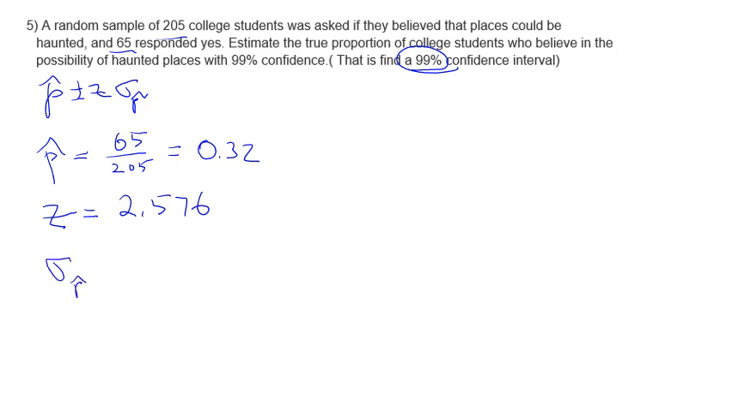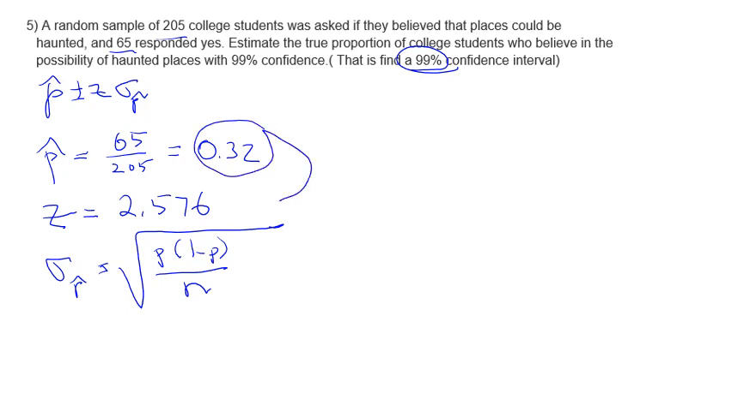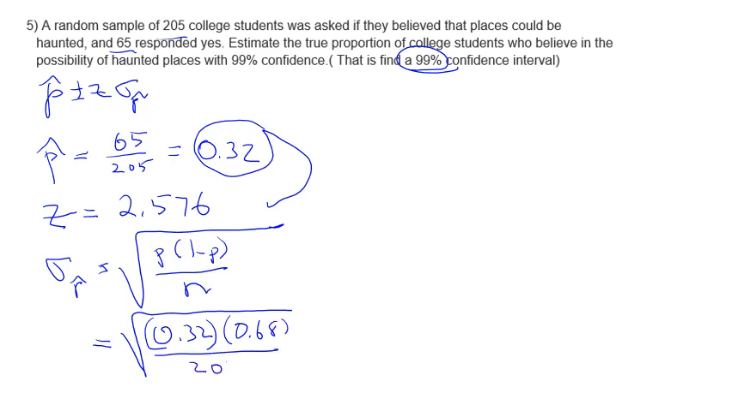Sigma of p hat is the square root of p times 1 minus p divided by n. But we don't know what the true proportion is. So since we don't know what it is, we're going to substitute in 0.32. And we get the square root of 0.32 times 1 minus that, which is 0.68, divided by n, which is 205. Do your math, 0.033.